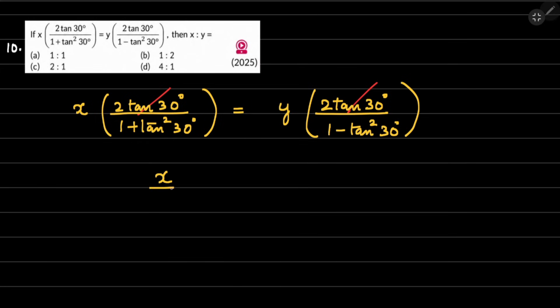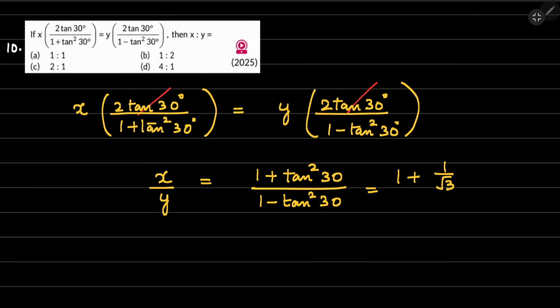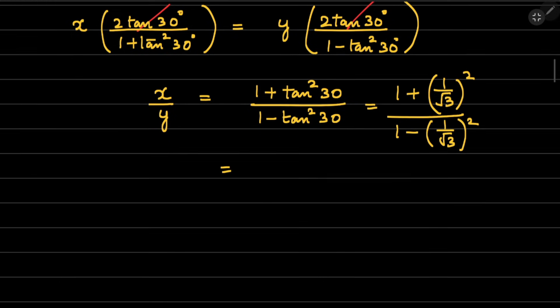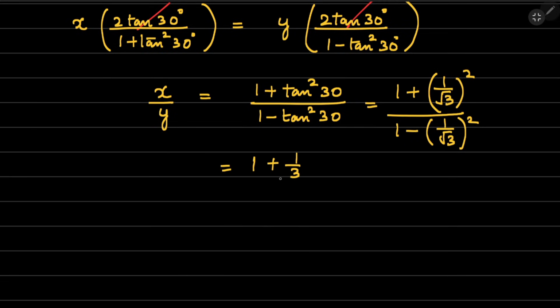So what is x by y? X by y will be equal to, you can take the denominator of your LHS to the right hand side. So this will be 1 plus tan square 30 divided by 1 minus tan square 30. You have to find the value. What is tan 30? 1 by root 3. So 1 plus 1 by root 3, the whole square, divided by 1 minus 1 by root 3, the whole square. So this will be equal to 1 plus 1 by 3 divided by 1 minus 1 by 3. When you take the LCM, you will have 3 plus 1.